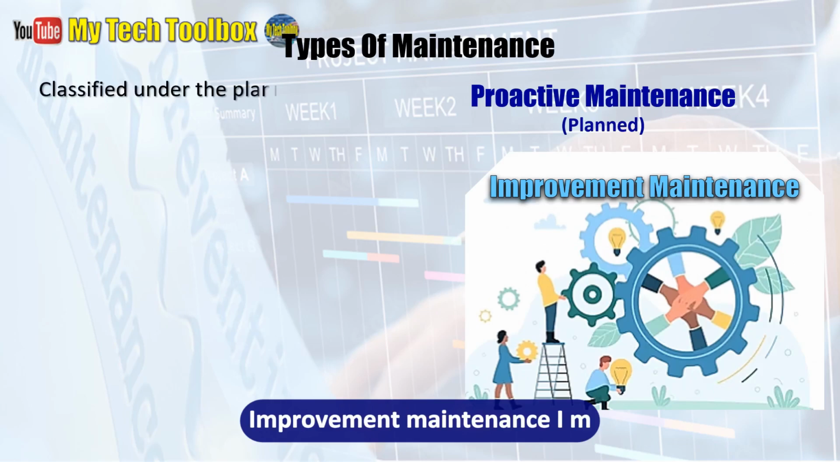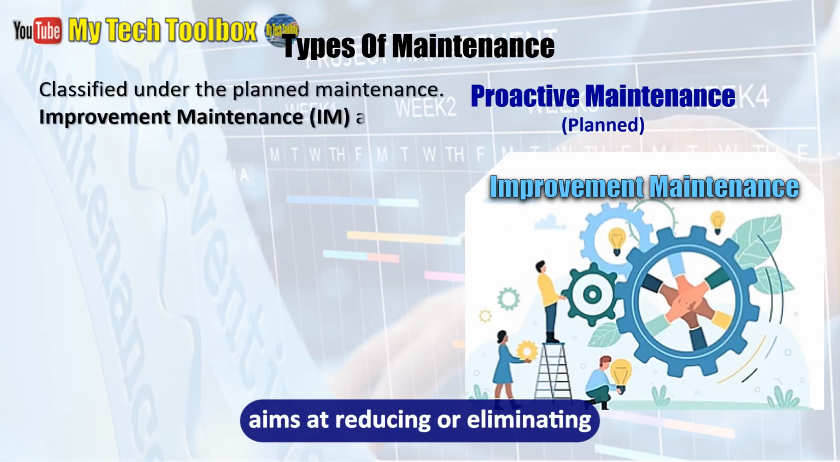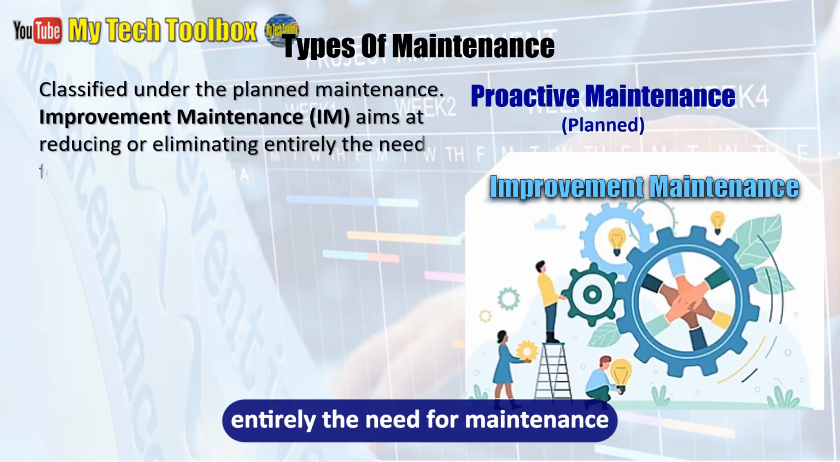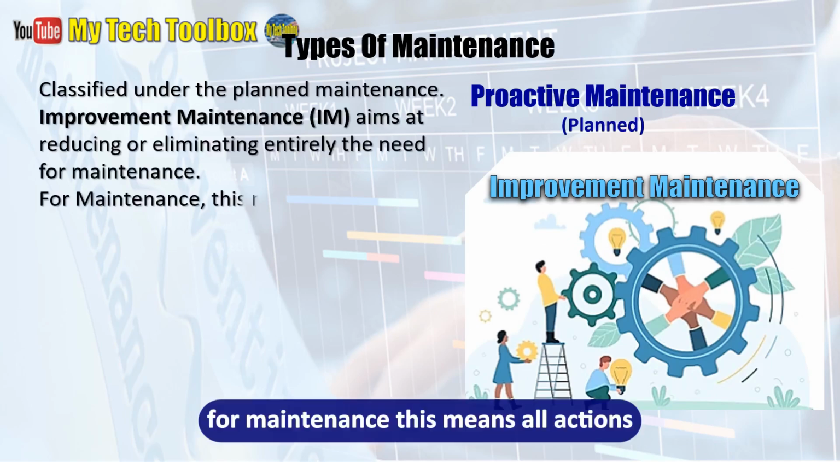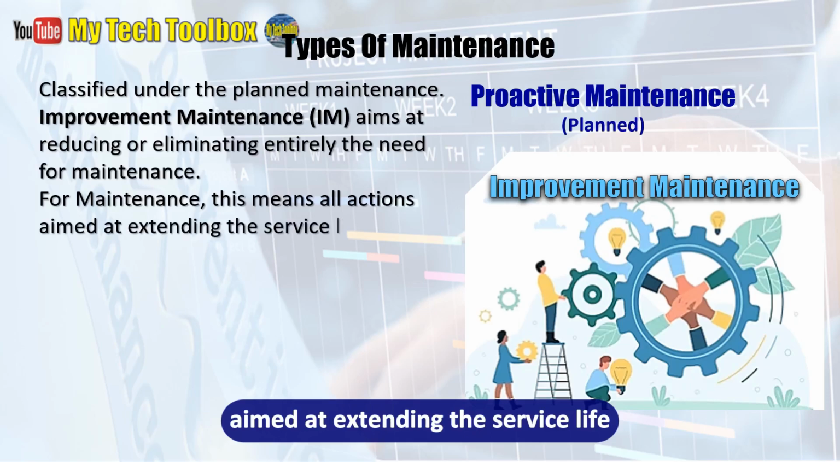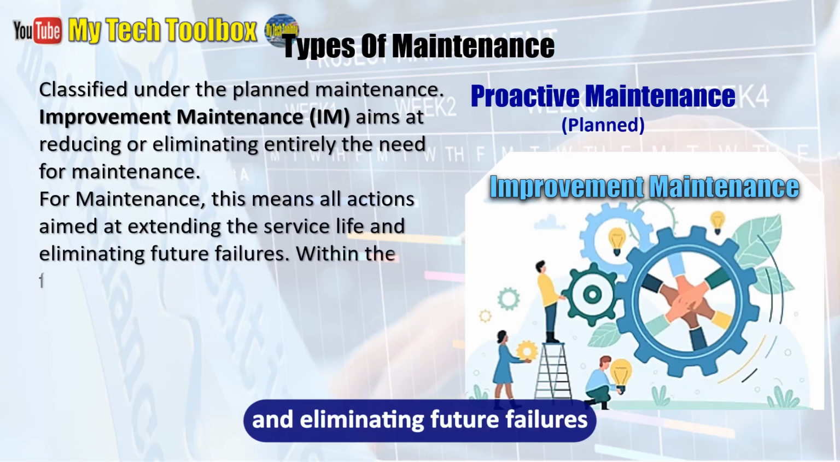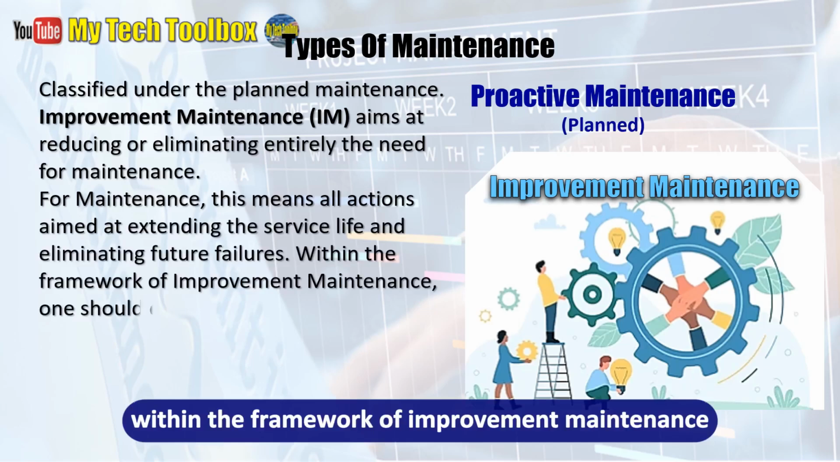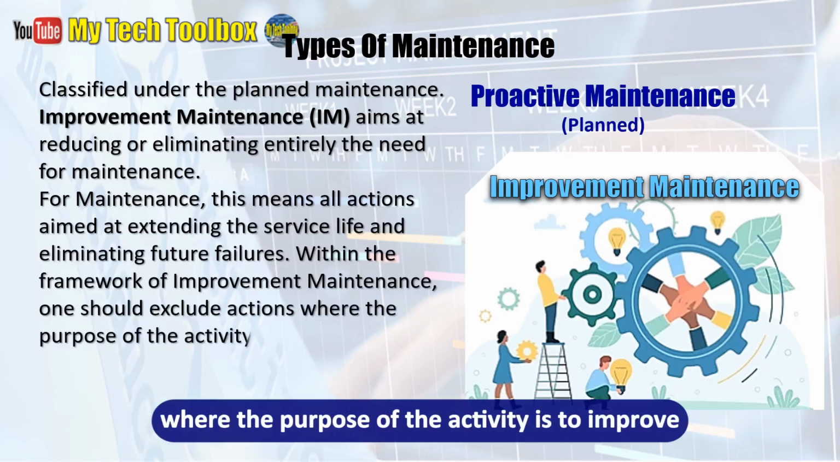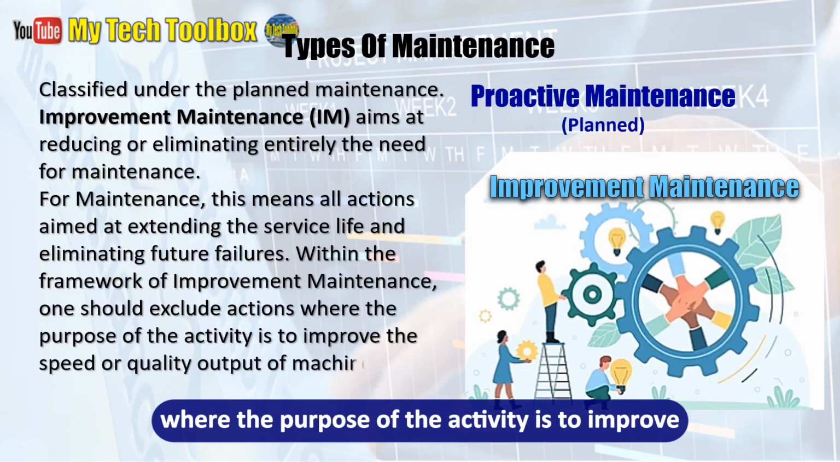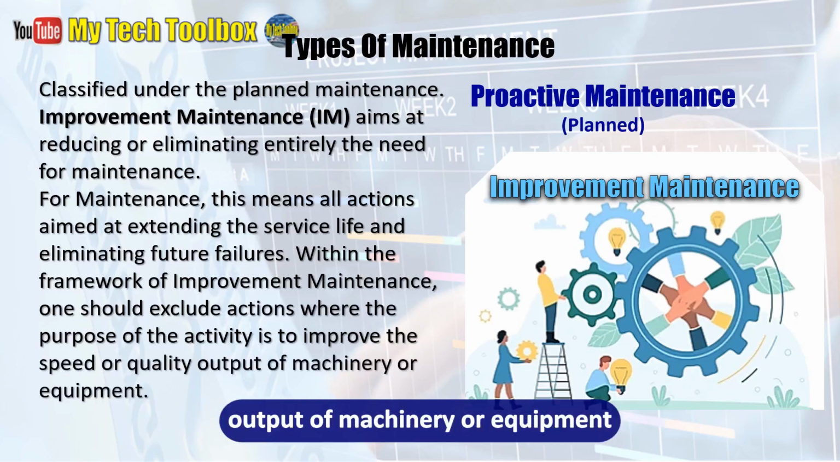Improvement maintenance, IM, aims at reducing or eliminating entirely the need for maintenance. For maintenance, this means all actions aimed at extending the service life and eliminating future failures. Within the framework of improvement maintenance, one should exclude actions where the purpose of the activity is to improve the speed or quality output of machinery or equipment.